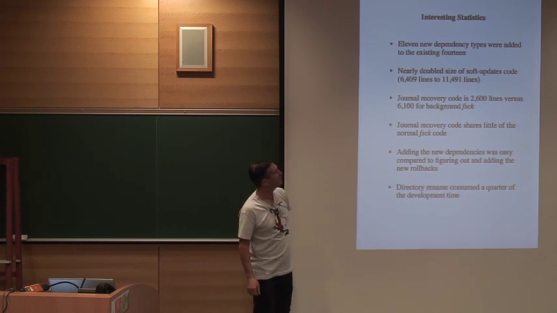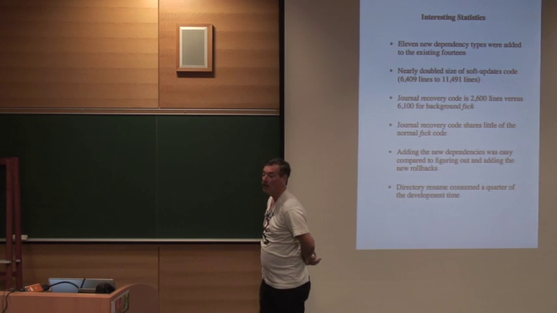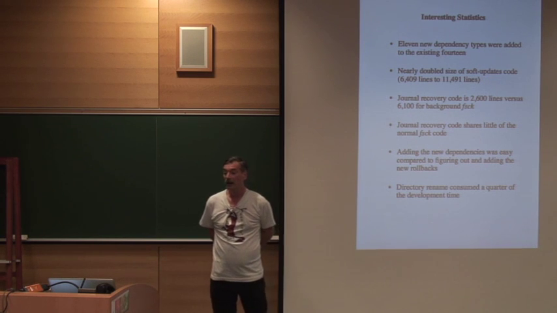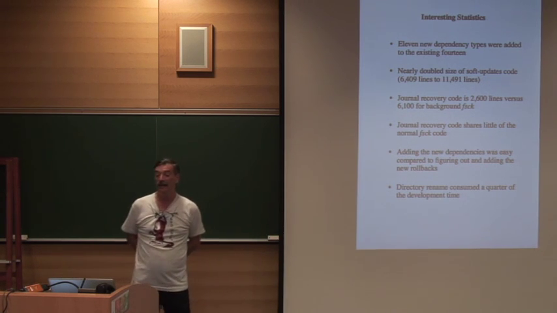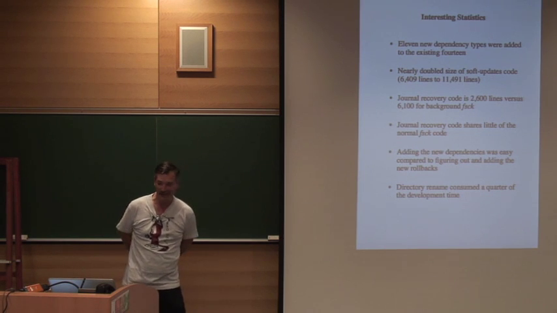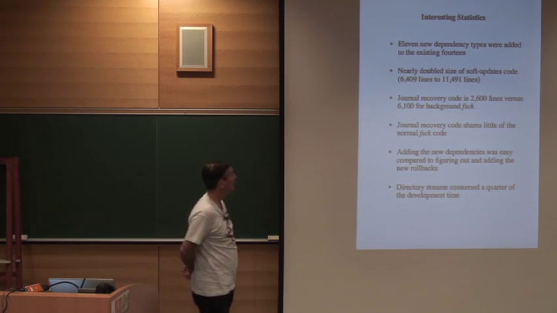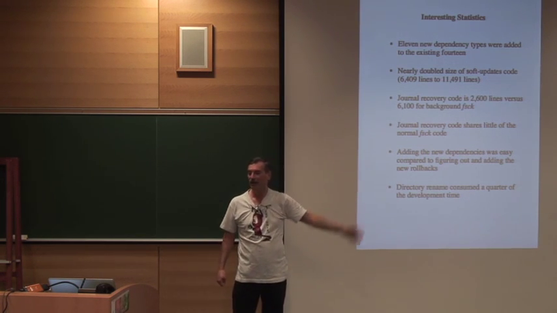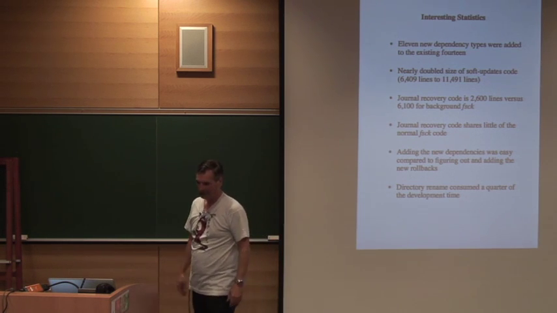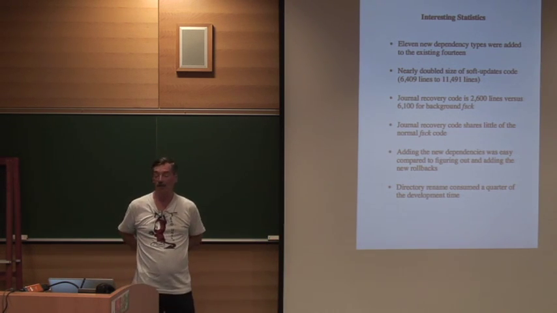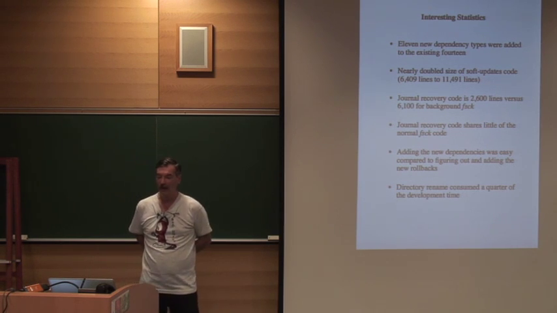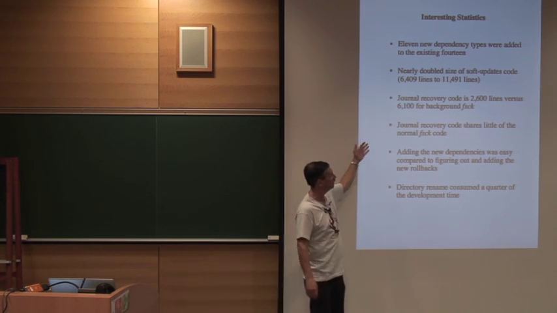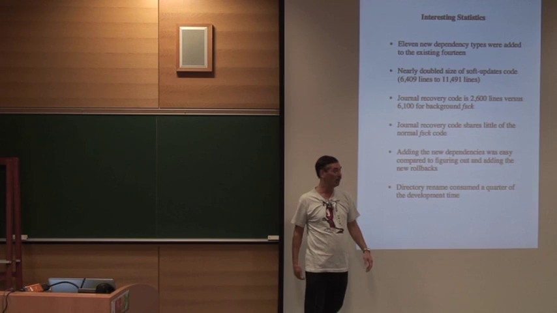Okay, it nearly doubled the size of the SoftUpdates code. We went from 6,500 lines of code to 11,500 lines of code. And in addition to that, the journal recovery code is another 2,600 lines of code that goes into fsck, which nearly doubled the 6,000 that were already there. That was almost 50% more. So it was not a small project by any way, shape, or form. Part of the business with fsck is we really thought we could share a lot of the fsck code, and you just can't for a number of reasons.